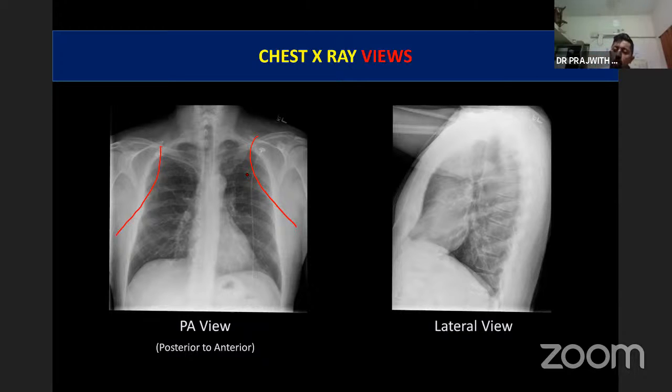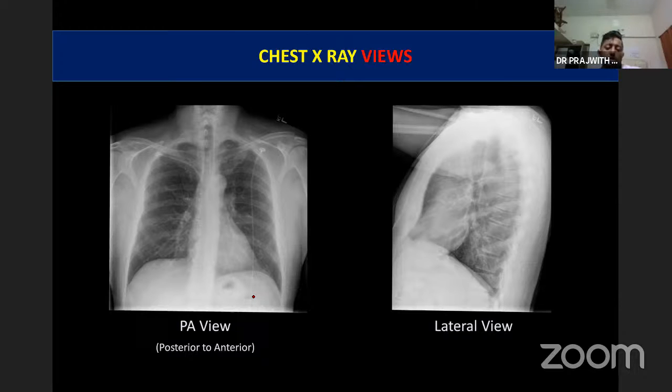Now, do I want to do an AP chest X-ray? I don't want to do an AP chest X-ray. Why? One, because the heart will look larger, and it will look more blurred. If the heart is looking larger, it is covering more lung area, so less lung is visible. This is one reason why I don't want an AP view.